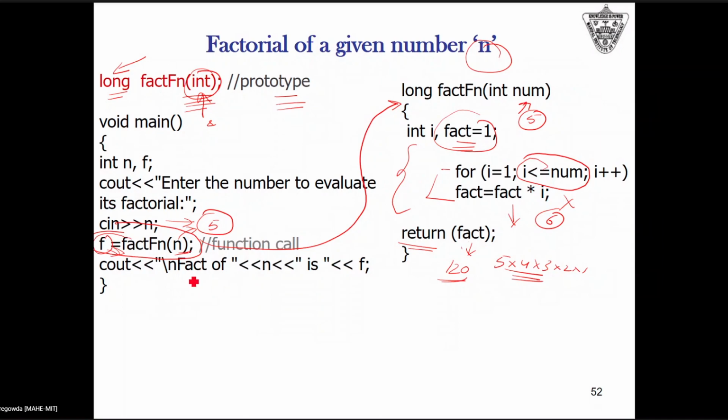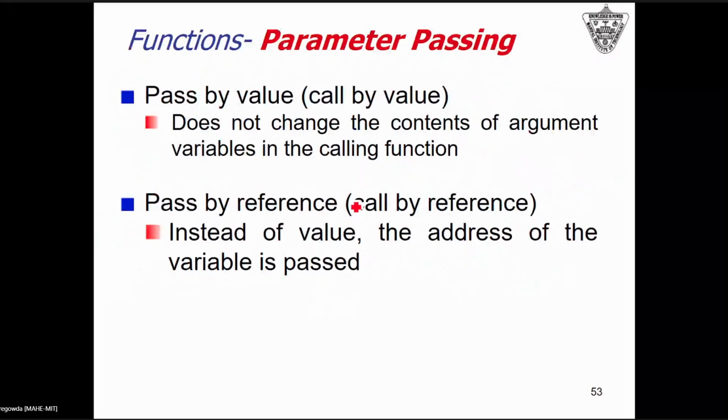Finally, the cout object is going to display the value of f, that is 120, on the user screen. So this is how we can invoke a user defined function, and this also explains how you can define the prototype for the user defined function.